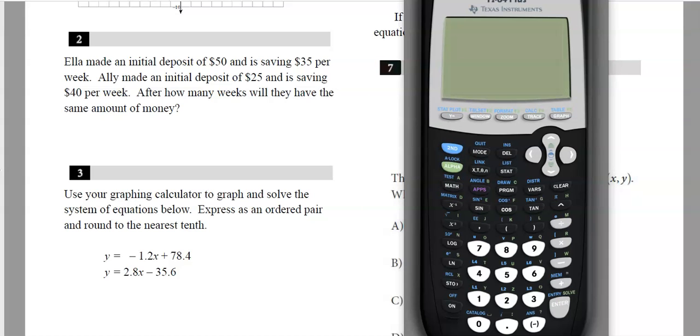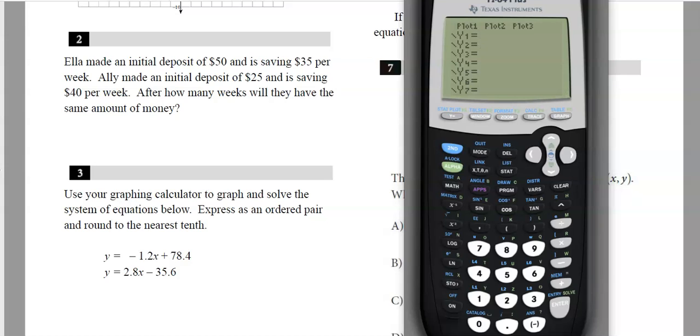Throw that little guy up there. Turn it on. And I got to get rid of these old equations I have in here. All right. I might want to check my window before I get started, but that doesn't really matter. It's probably not going to be right anyway.